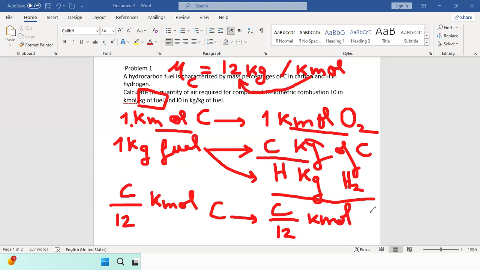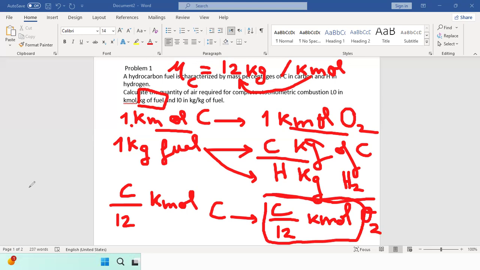So this is, until now, the quantity of oxygen that is required to burn the carbon mass present in my fuel. But as we have seen, we don't need only to burn carbon, but also we need to burn completely the hydrogen present in the fuel. So this is the first quantity required. We should add to it the quantity of oxygen that is required to burn H.